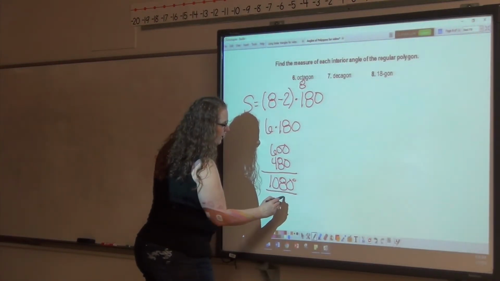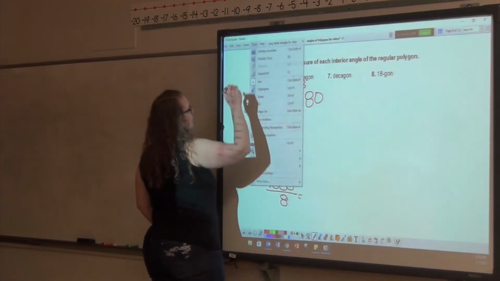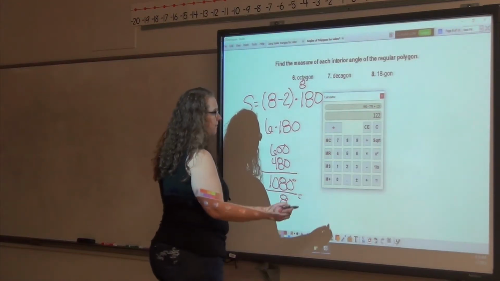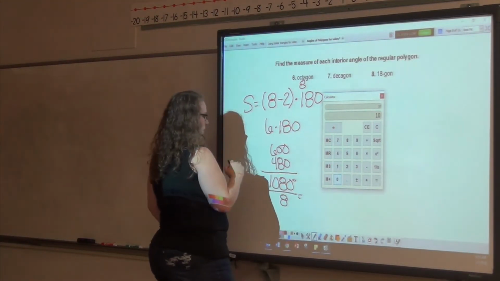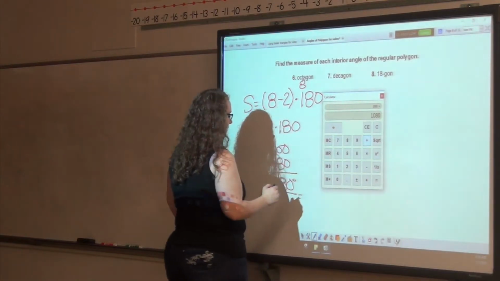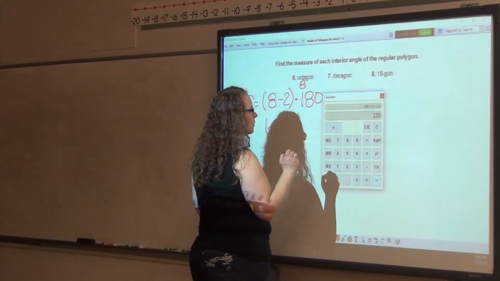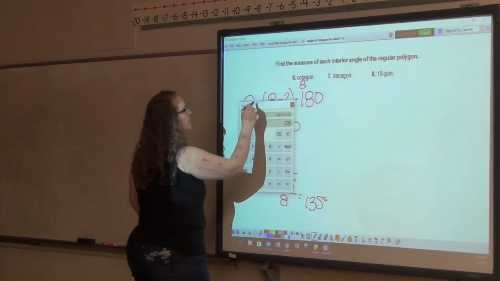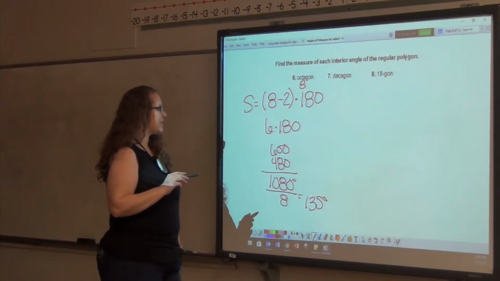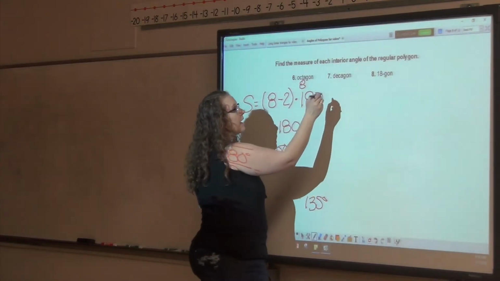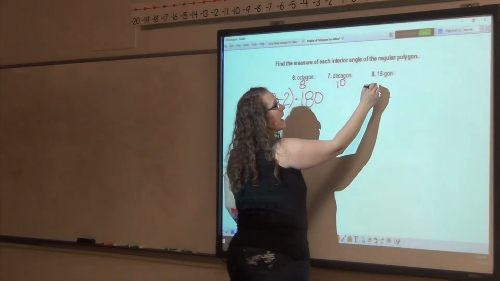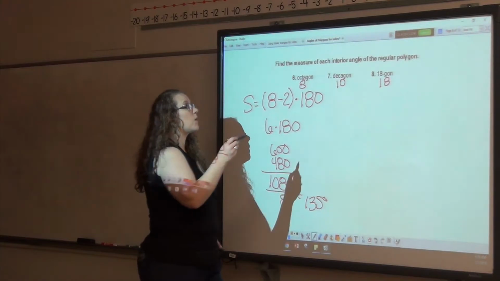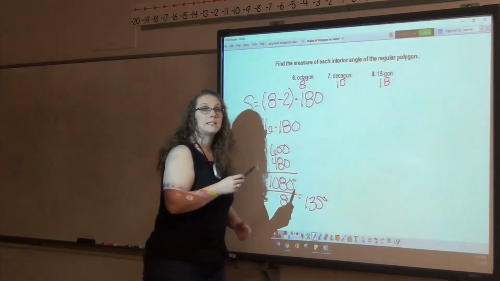And we divide by 8, the number of angles we have. Here's my math tools, there we go. So 1080 divided by 8 equals 135 degrees each. All right, a decagon has 10 sides, and an 18-gon has 18 sides. So I want you to solve for those 2 regular polygons and see what you get.